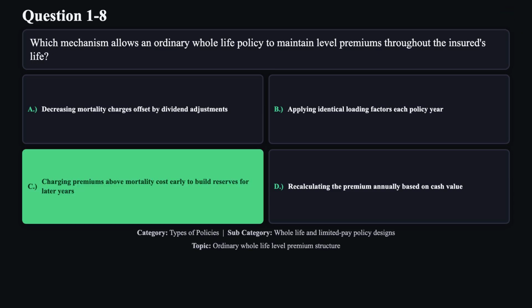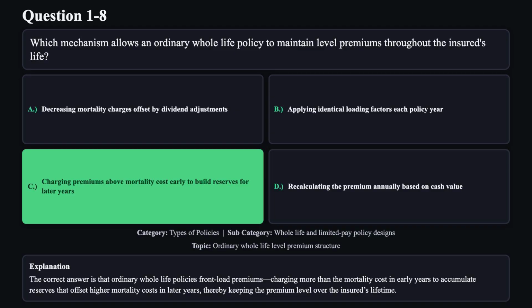The correct answer is C. The correct answer is that ordinary whole life policies front-load premiums, charging more than the mortality cost in early years to accumulate reserves that offset higher mortality costs in later years, thereby keeping the premium level over the insured's lifetime.